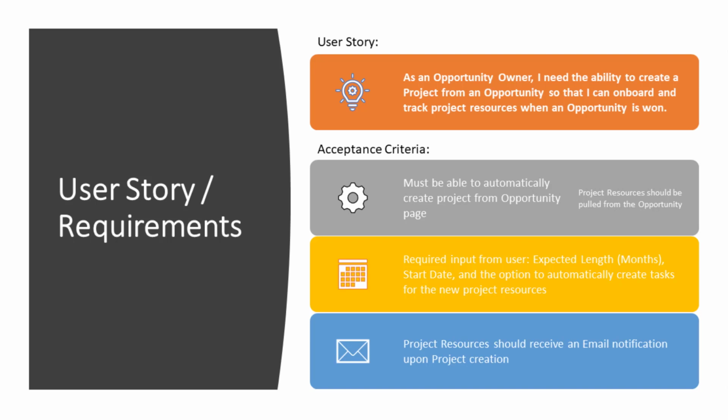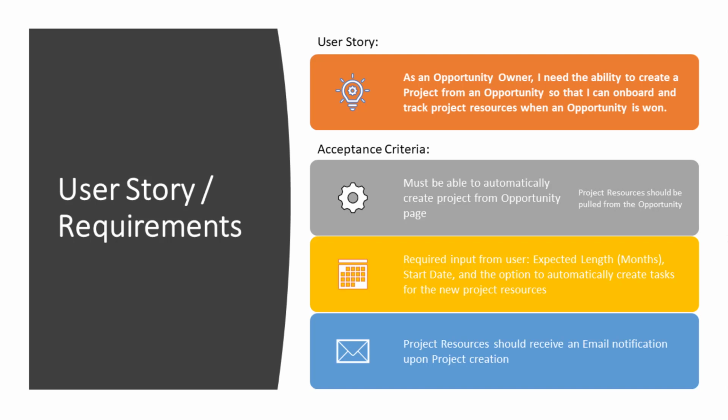The acceptance criteria today is, one, we must be able to automatically create projects from the opportunity page. And then with a subnote here of project resources should be pulled directly from the opportunity. So that's telling me that project resources is a child object to the opportunity object. Second thing here is that there is required information from the user, which is the expected length in months of the project, the start date, and the option to automatically create tasks for the new project resources. This is telling me that we're going to have some way to get information from the running user on the opportunity page layout. Third thing here is that project resources should receive an email notification upon project creation.